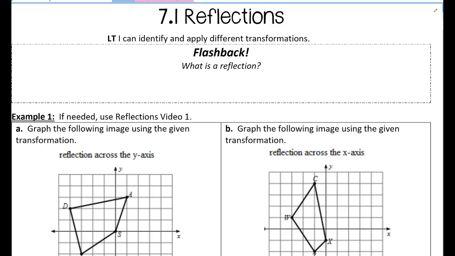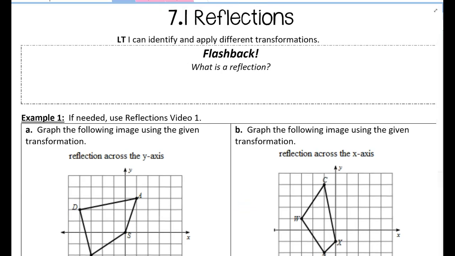This video is going to cover section 7.1 on reflections. So we've already talked about translations, so make sure you're pretty set on those. If you have questions about those, make sure you ask me or your teacher. So let's start with a little flashback on what is a reflection.